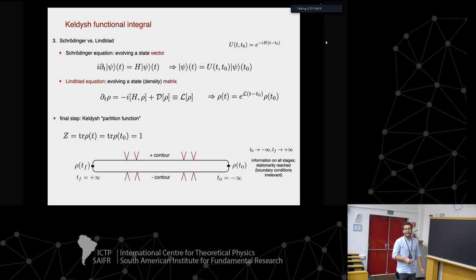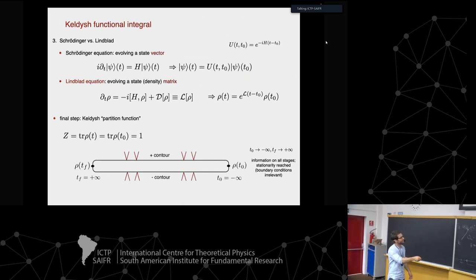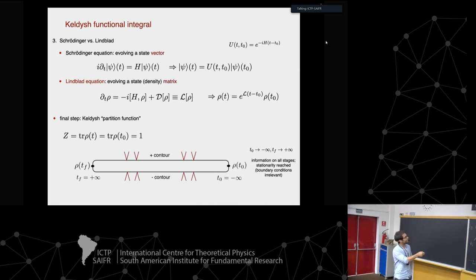Okay, and in the final step, yeah, again thinking here geometrically or graphically, we want to compute something that is known as a partition function, yeah, which is nothing but the trace of rho of t evaluated at some final time t final. Yeah? And then you might ask, well, but this is total nonsense. We know that trace rho of t is preserved. Yeah? So for all times, it takes the value 1. And indeed, we have here one of the most complicated representations of unity. And it's actually true. Yeah?